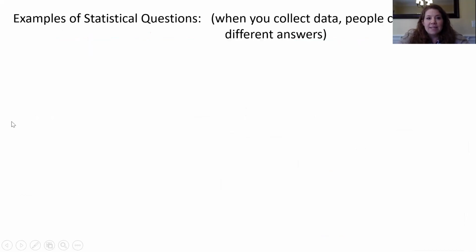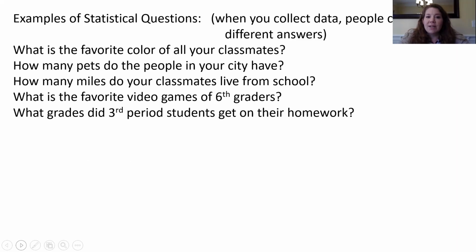So let's look at some examples of statistical questions. That means when you collect data, people can give you many different answers. All right, so if I said, what is the favorite color of all your classmates? That means you're asking everyone their favorite colors, and everyone has many different choices, right? They could say blue or yellow or orange or magenta or all kinds of whatever colors. There's lots of colors in the world, right?